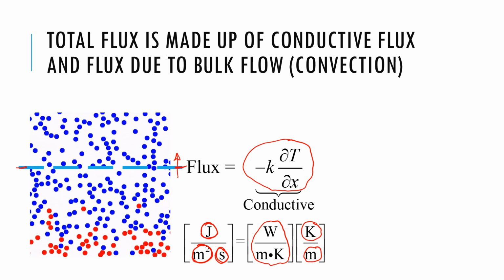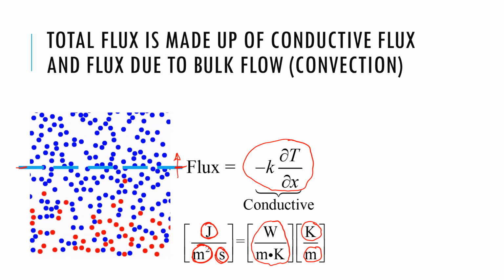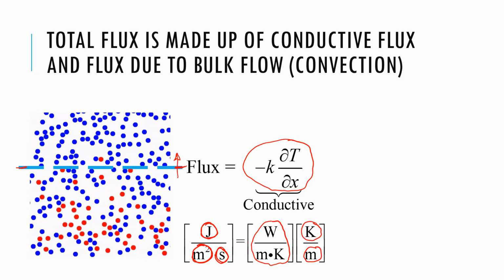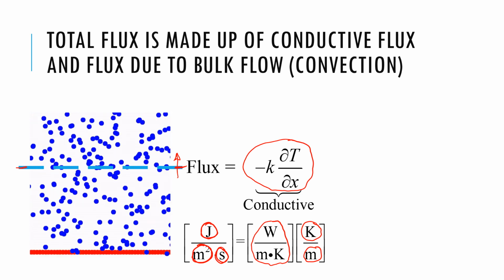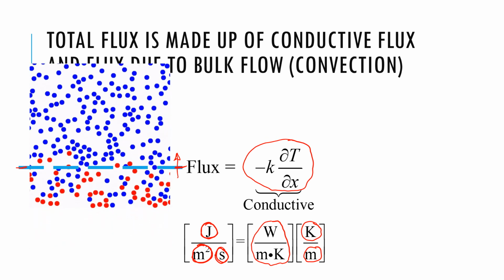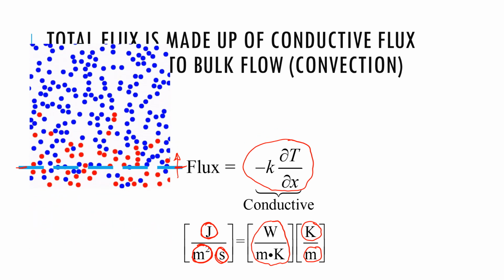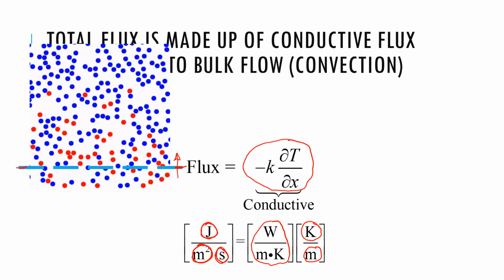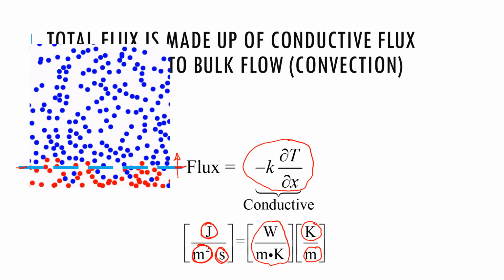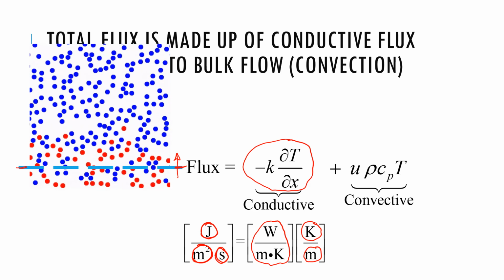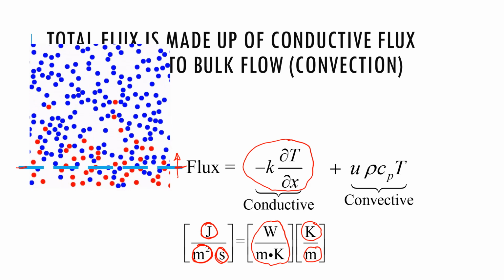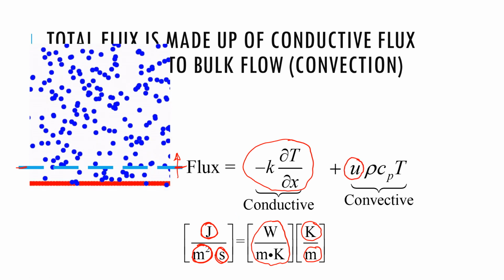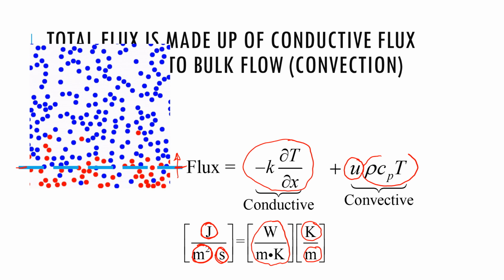But this conduction isn't the only possibility. This entire gas can move. There can be bulk flow, like you see here. So how do we bring in that flux? That is on top of the conduction flux. And how much is that? The convective flux is given by the bulk velocity times the energy content.